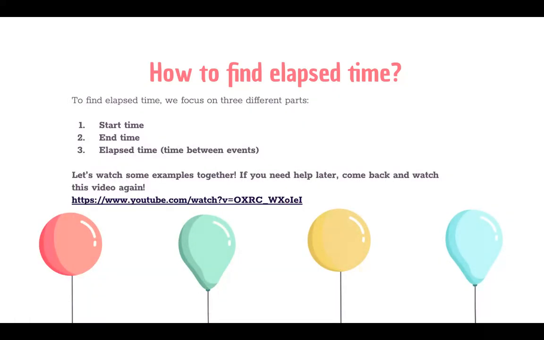When we're thinking about elapsed time, we have to focus on three different parts. So we focus on the start time, we focus on the end time, and we focus on the elapsed time, the time that happens between those events. Today, we're going to look at a video of a mathematician who is really focusing on what the problem is asking. So when you go to solve some elapsed time problems on your own, you as a mathematician have to decide, am I looking to figure out what my start time is? Am I looking to figure out what my end time is? Or am I looking to figure out how much time has passed between two events?